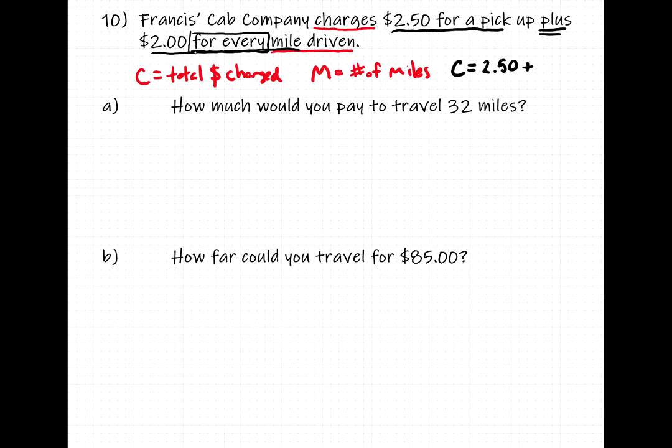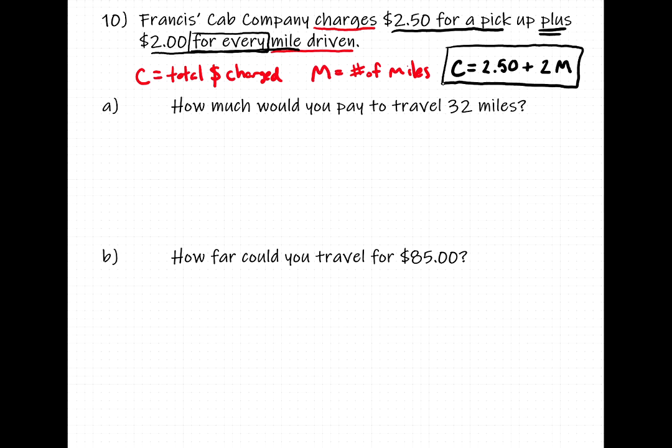If it's 1 mile, you're paying $2 once. If it's 5 miles, you're paying $2 5 times. If it's 10 miles, you're paying $2 10 times. So we're paying $2 times the number of miles. This equation is telling us the same as what the problem is telling us in words. The total cost is equal to $2.50 plus $2 per mile, $2 times the number of miles.